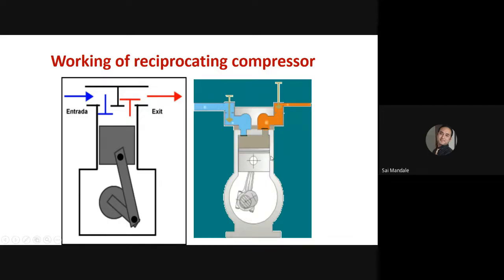What are the two different positions of the piston in between that? It is reciprocating. One is a top dead center, and the second one is a bottom dead center. Which are the two positions?